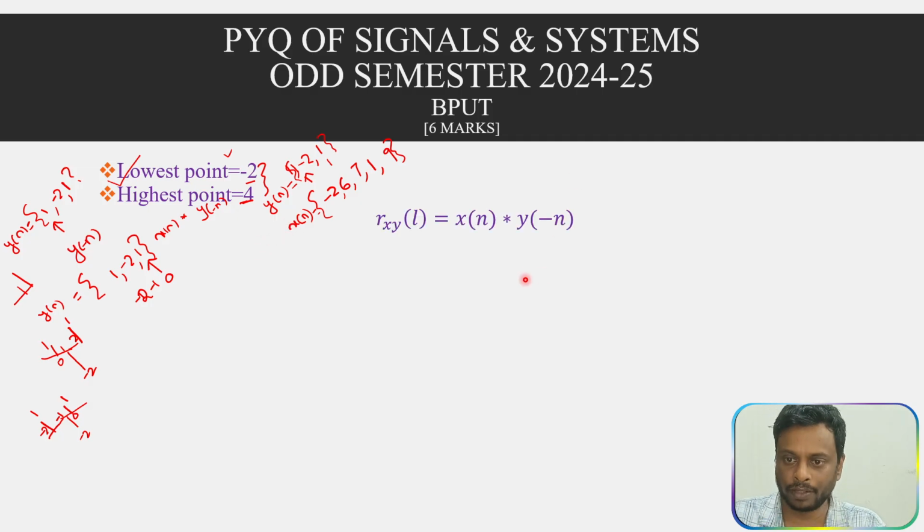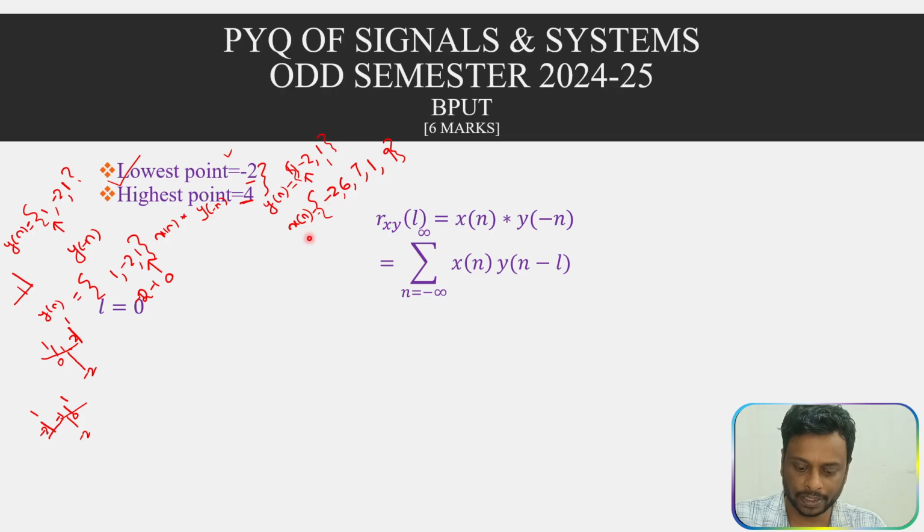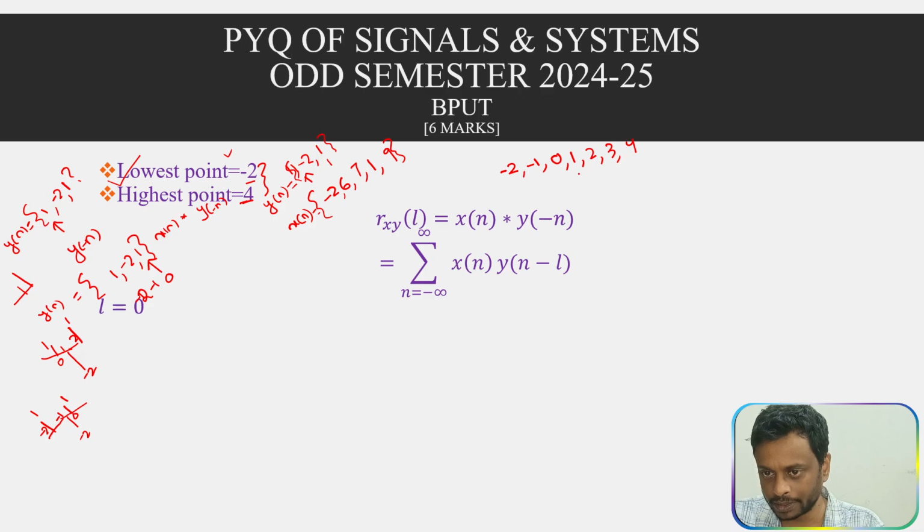So this is the formula for finding the cross correlation of x of n and y of n minus l. Let us first put l equal to 0. We will find it at l equal to minus 2, minus 1, 0, then 1, 2, 3, and 4. In total, sorry, we will have a sequence of 7 values. So these are the l values, and we can put each l value in this equation.